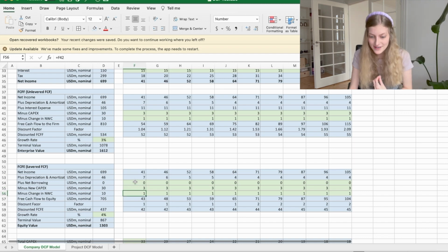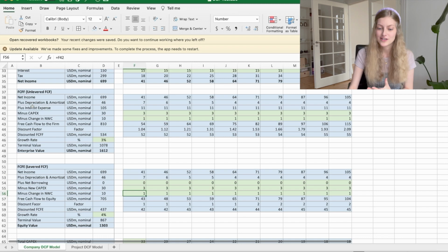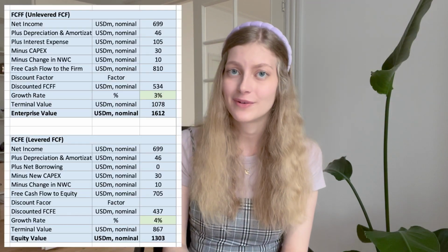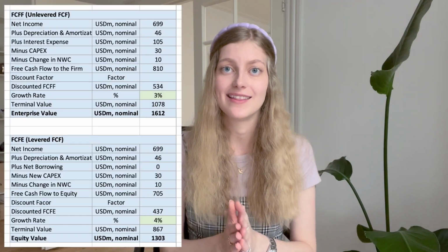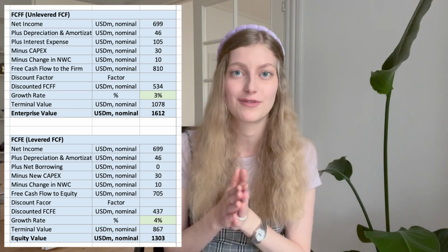Then we also subtract the change in net working capital, just like we did up here with the free cash flow to the firm. And then that gives us the free cash flow to equity investors. So basically the only difference between the free cash flow to equity and free cash flow to the firm is that free cash flow to equity includes the changes in the amount of debt that the company has and interest payments, whereas the free cash flow to the firm does not.